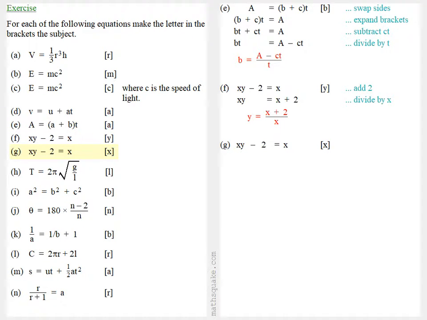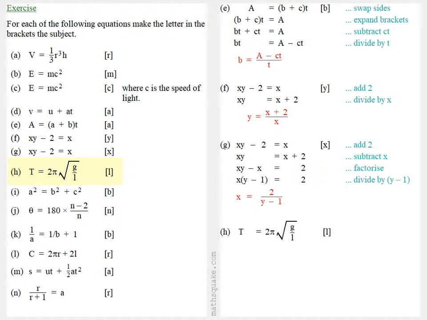In question G, we have xy minus 2 equals x, and this time we want to make x the subject. So if we add 2 to both sides, we end up with xy equals x plus 2. Now let's subtract x, and we have xy minus x equals 2. If we factorize the left-hand side, take x out of the bracket, we get x times (y minus 1) equals 2, and we divide by y minus 1. So we're left with x equals 2 over (y minus 1).